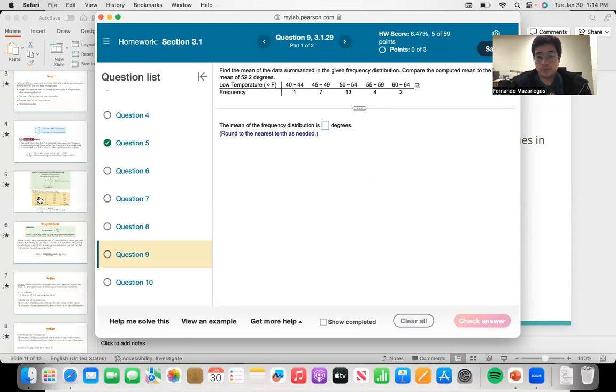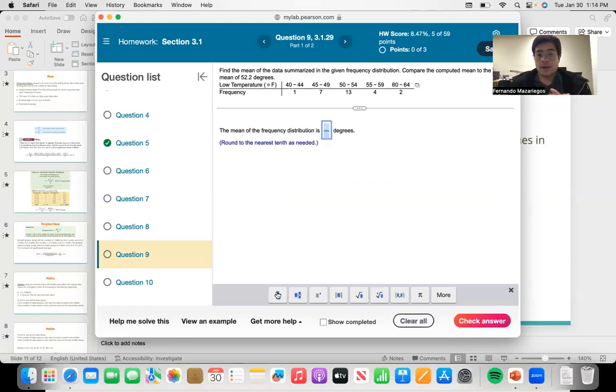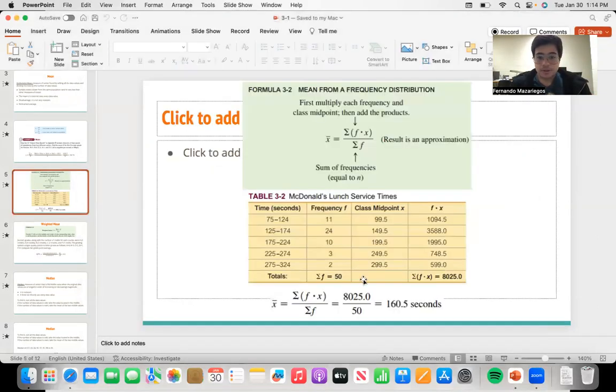And remember, what we do is we have a formula. We're going to calculate a quotient. The numerator is the sum of the products of each class midpoint by its frequency, and we divide by the frequency. Let me show you really quickly so you know what I'm talking about. It's this formula right here. Numerator is the sum of the class midpoint by each frequency, and we divide that by the total amount of data values, which is the sum of the frequencies.